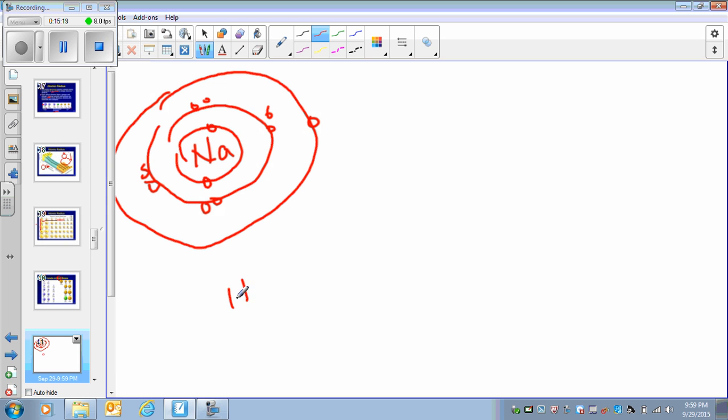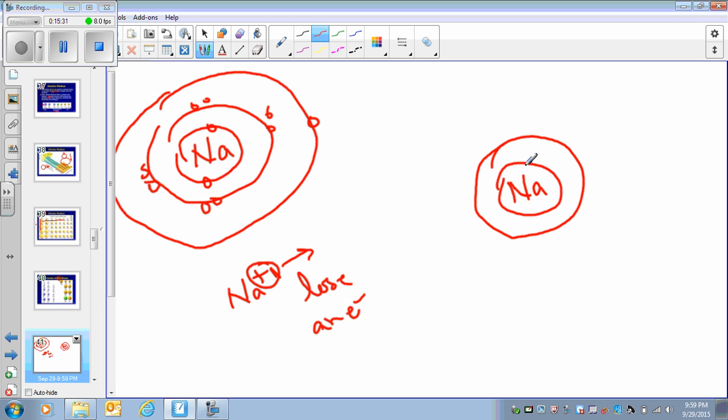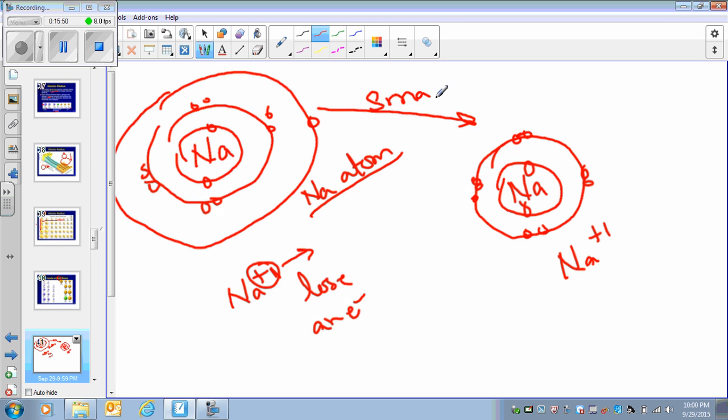So when sodium becomes sodium positive 1, what is supposed to happen? It is supposed to lose an electron. And when it loses an electron, let's see what's left. So 2 electrons here, and 2, 4, 6, and 8. So this is what is left. So this is the sodium ion, and this is the sodium atom. I don't think you need any explanation of what happened to the size. You see that the atomic size gets smaller as we go from atom to a cation.